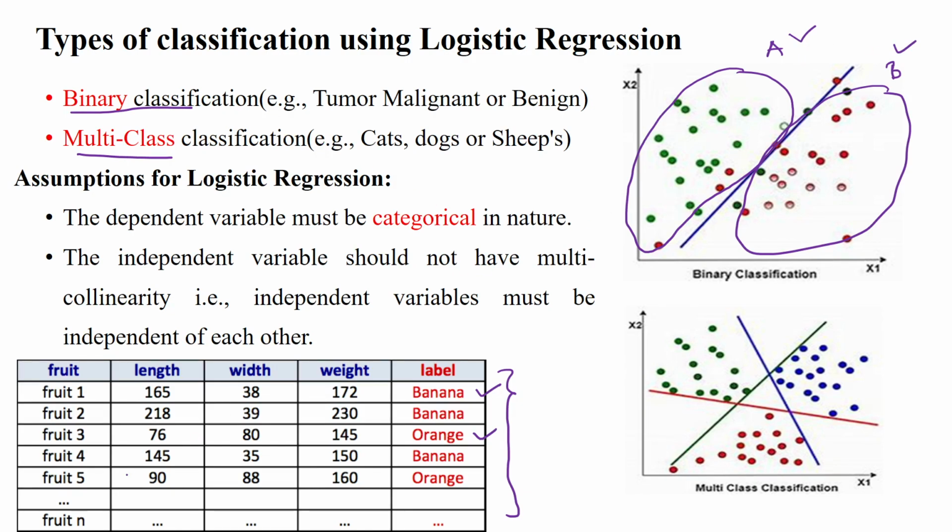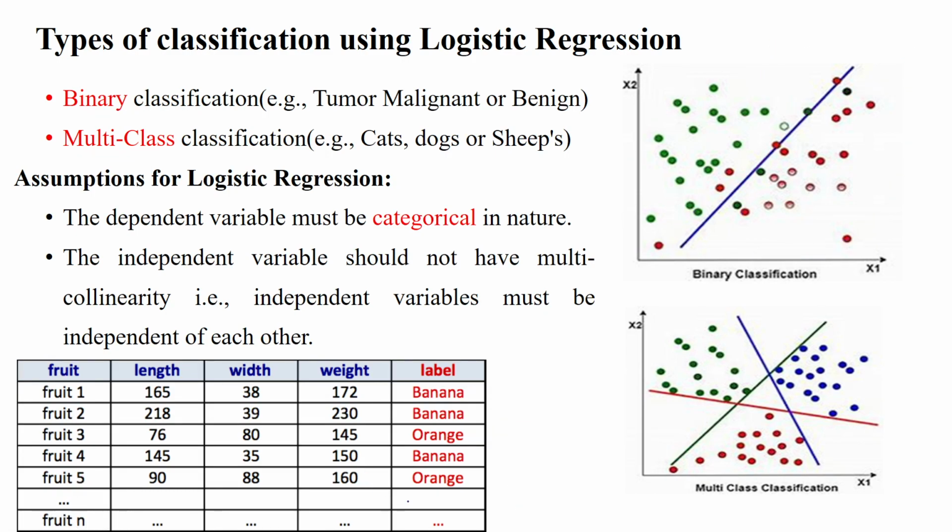In multi-class classification, the data set will have more than two classes, like apple, orange, and banana. So this is class 3, class 2, this is class 1. It can be represented like this. These data points belong to one class, and these data points belong to another class. The red color data points belong to the third class. If a data set has more than two classes, it is called a multi-class data set. So logistic regression can be applied to multi-class classification also.